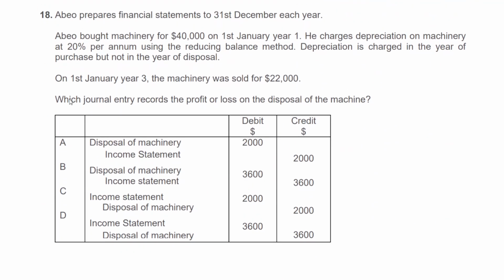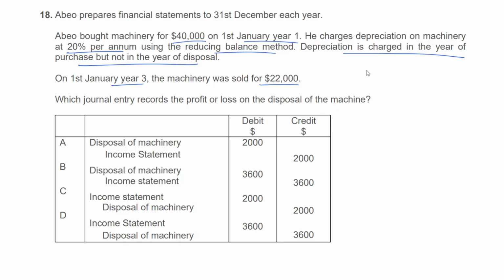Number 18. ABO prepares financial statements to 31st December each year. ABO bought machinery for 40,000 on 1st January year 1. He charges depreciation on machinery at 20% per annum using the reducing balance method. Depreciation is charged in the year of purchase but not in the year of disposal. On 1st January year 3, the third year, it was sold. So we are only taking the depreciation for year 1 and year 2.